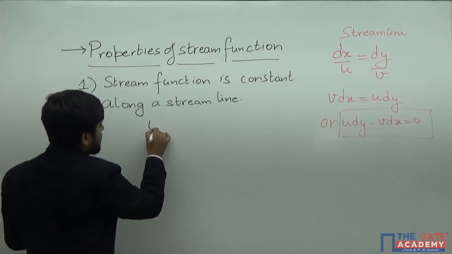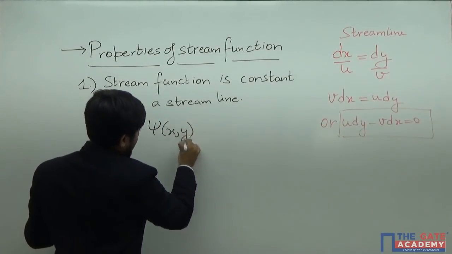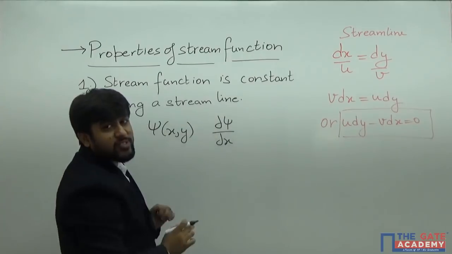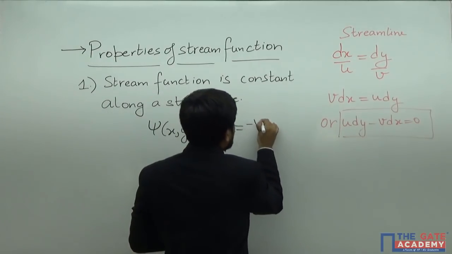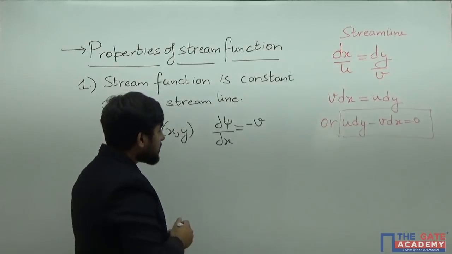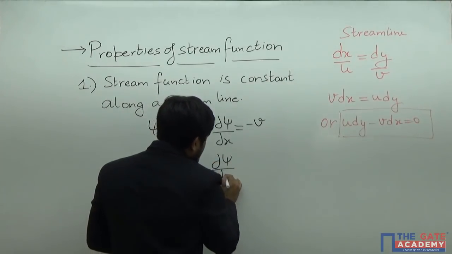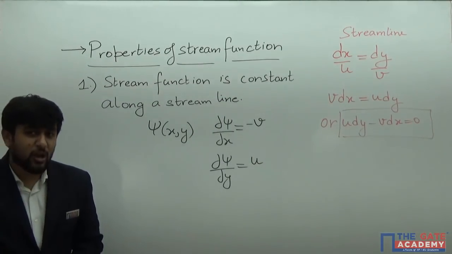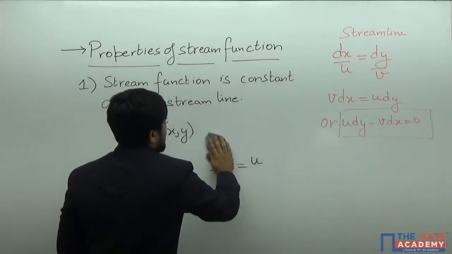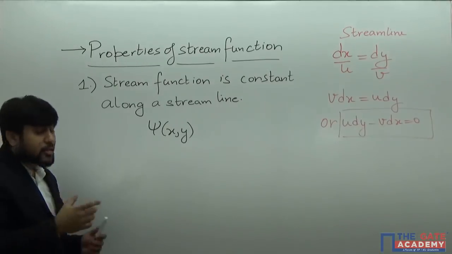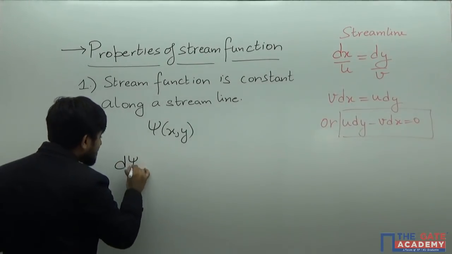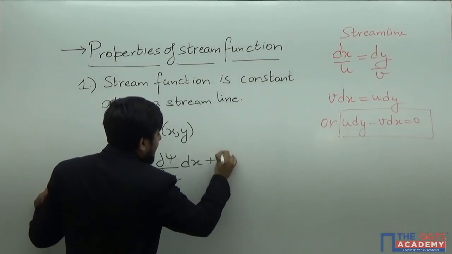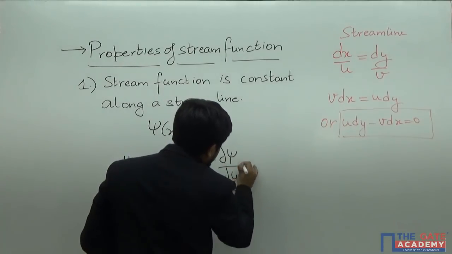So we said that stream function is a scalar function of x and y such that del psi by del x, the partial derivative of psi with respect to x, is equal to negative of the component of velocity in the y direction, and del psi by del y is equal to the component of velocity along the x direction. So this is the mathematical definition of psi. Now psi is a function of x and y. Okay, so if I am going to take a total derivative of psi, I can write d psi is equal to del psi by del x dx plus del psi by del y dy, right?